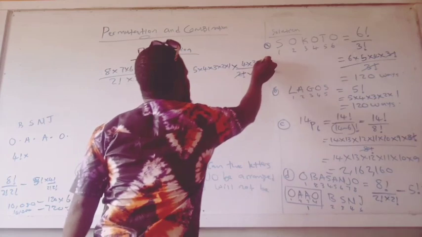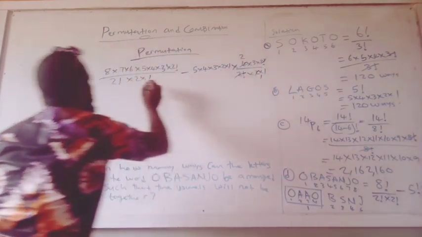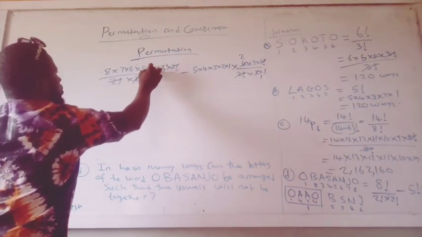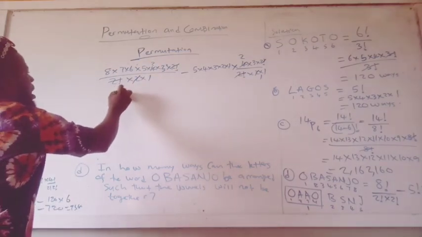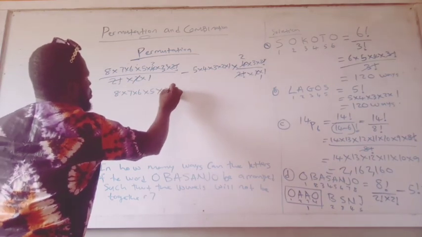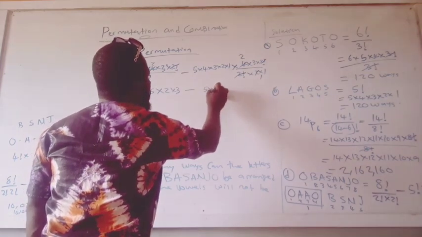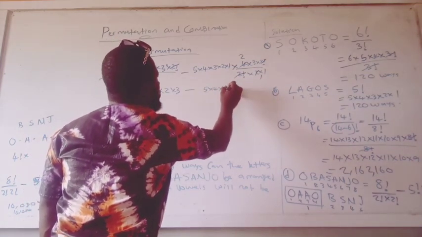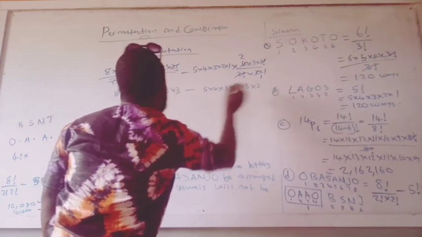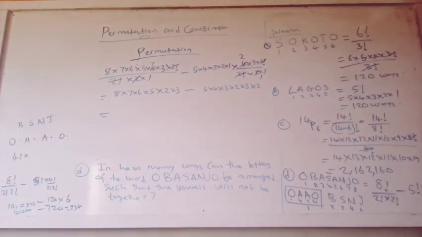So this, you cancel this: 2 here 1, 2 here 2. This one we also cancel: 2 here 1, 2 here 2. So I'm left with 8 times 7 times 6 times 5 times 2 times 3, minus 5 times 4 times 3 times 2 times 3 times 2. So if you do this, let's see what that will give us.